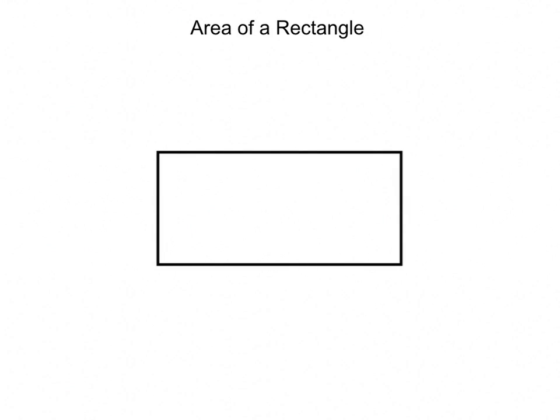Welcome back, everybody. Today we're looking at finding the area of a rectangle. The formula for finding area of a rectangle is A equals B times H. And if you don't remember what all of those different parts are, A stands for area, B stands for base, and H stands for height.